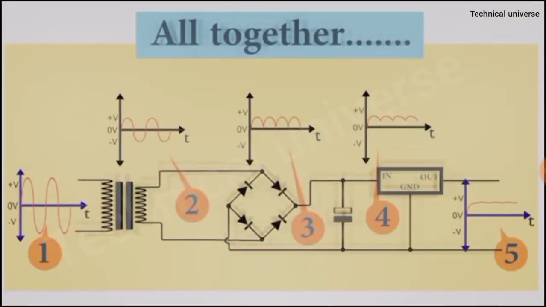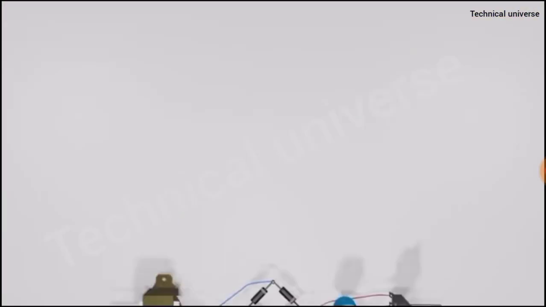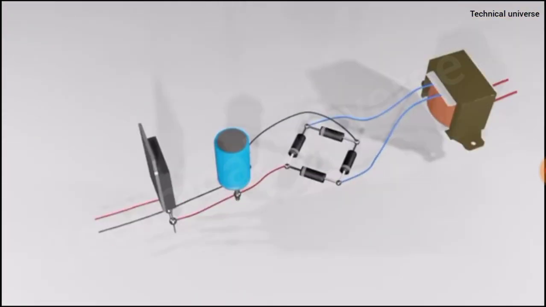We can summarize all of the above steps into one. The waveforms of each stage are like this. Finally, we have our 230V AC to 12V pure DC converter circuit.